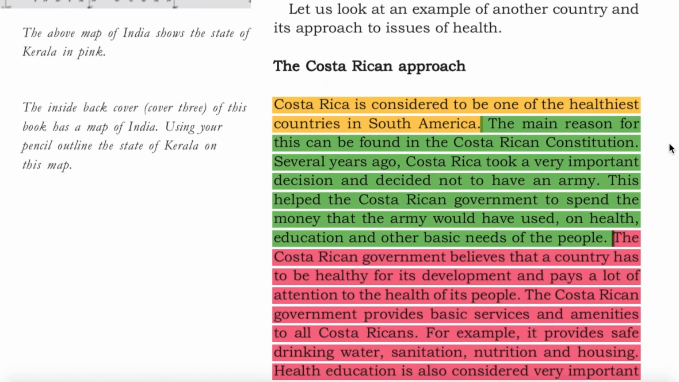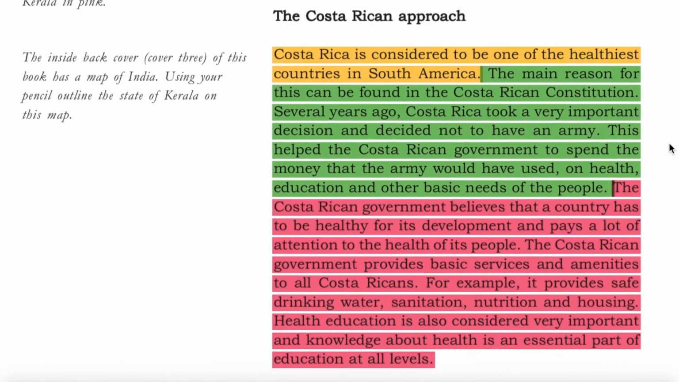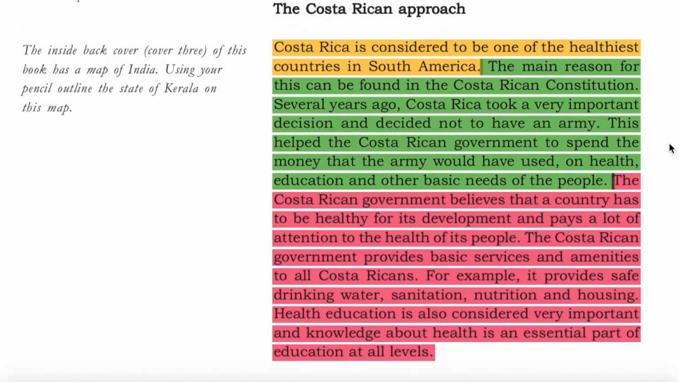Let us look at an example of another country and its approach to issues of health. The Costa Rica approach. Costa Rica is considered to be one of the healthiest countries in South America. The main reason for this can be found in the Costa Rican Constitution. Several years ago, Costa Rica took a very important decision and decided not to have an army. This helped the Costa Rican government to spend the money that the army would have used on health, education, and other basic needs of the people.